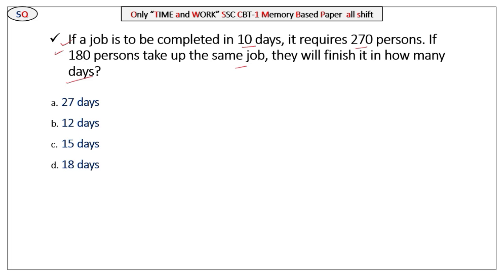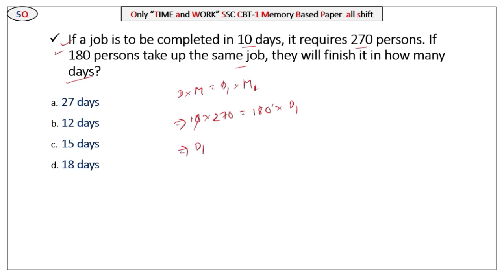So days into men. Days into men. So D1 is 10 into 270 equals 180 into D2, meaning D1. So we have to find D1.